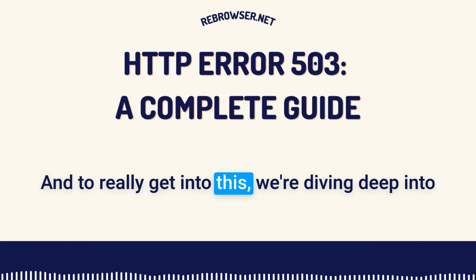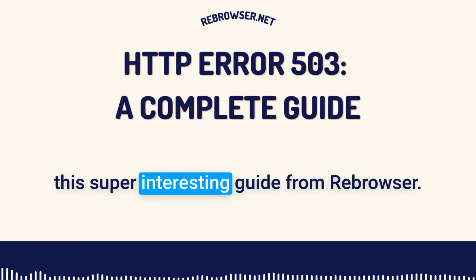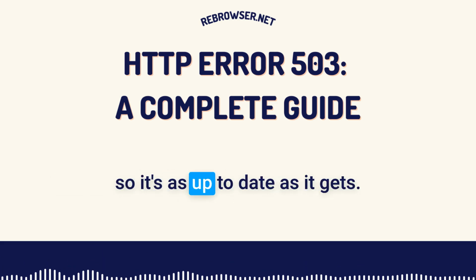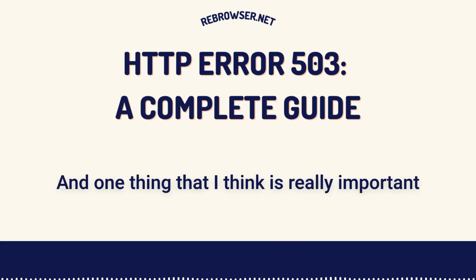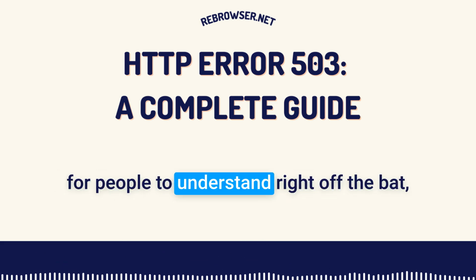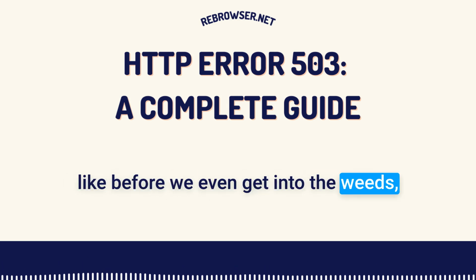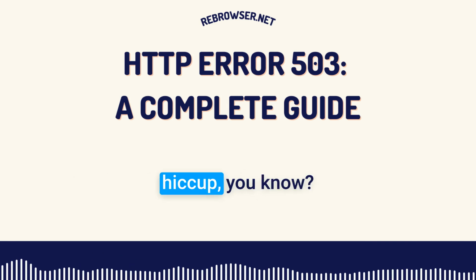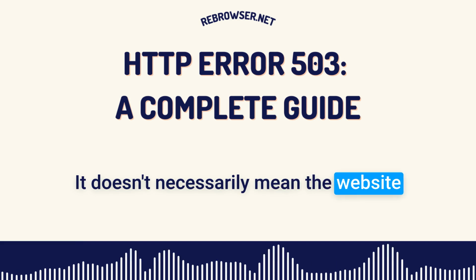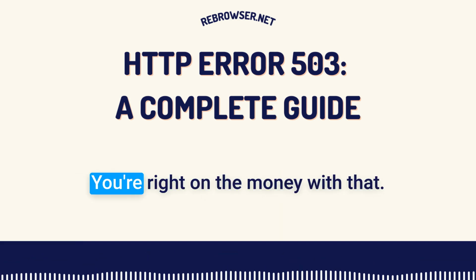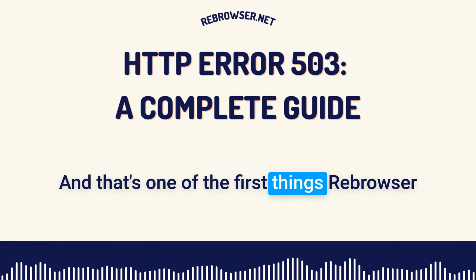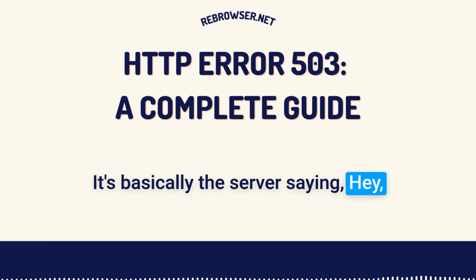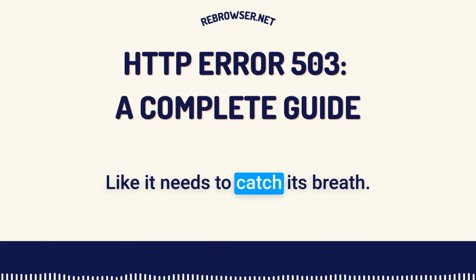And to really get into this, we're diving into this super interesting guide from Rebrowser. It came out this year, 2025, so it's as up to date as it gets. It really is. And one thing that's really important for people to understand right off the bat is that a 503 error is usually temporary. It's like a hiccup. It doesn't necessarily mean the website has completely crashed or vanished. Totally, you're right on the money. That's one of the first things Rebrowser makes clear. When you get that 503 message, it's basically the server saying, hey, hang on a sec, I just need a minute. Like it needs to catch its breath.